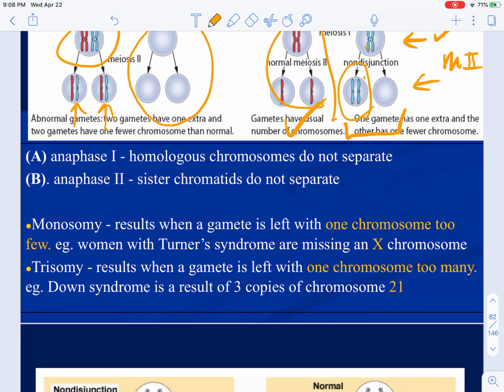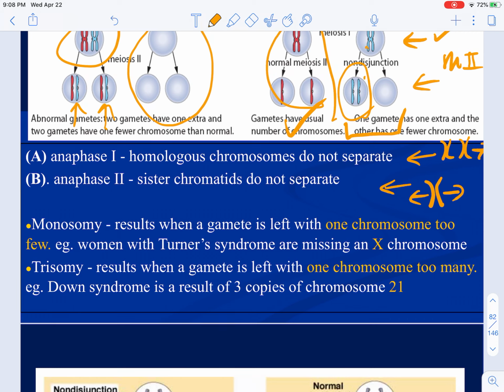It mentions here that in anaphase 1, what could go wrong is that the homologous pairs don't separate, and what could go wrong in anaphase 2 is that the sister chromatids that are supposed to separate don't separate. In anaphase 1, it would be the homologous pair that was supposed to separate, doesn't separate.